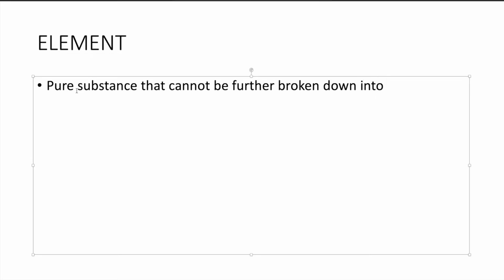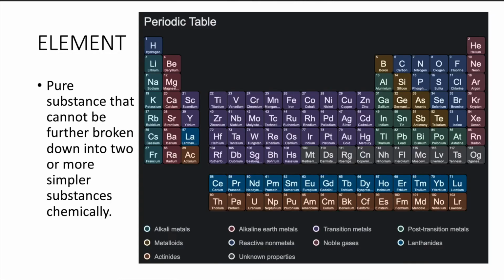So firstly, an element is a pure substance that cannot be further broken down into simpler substances using chemical processes. So basically, whatever you see in the periodic table are elements. It is a periodic table of all the elements that we know of, and the symbols of the elements are what you see, the largest letters in each cell of the periodic table.